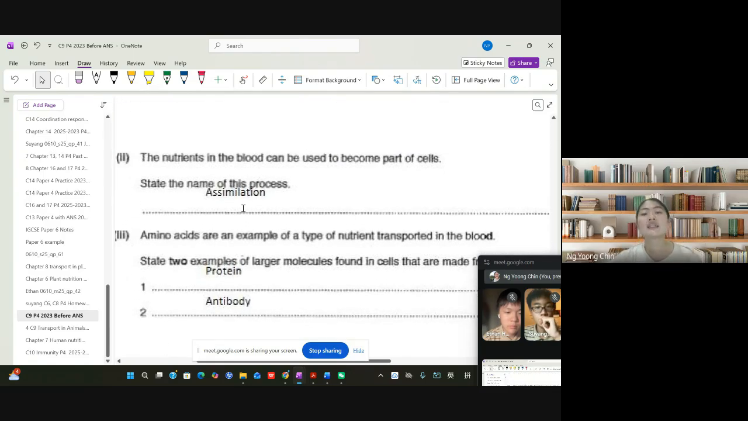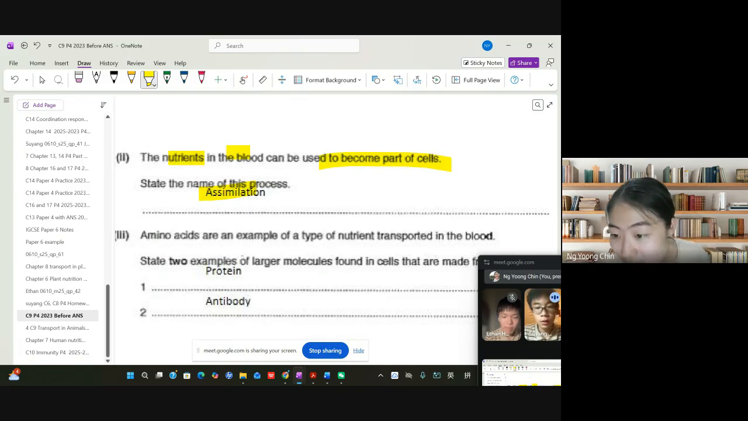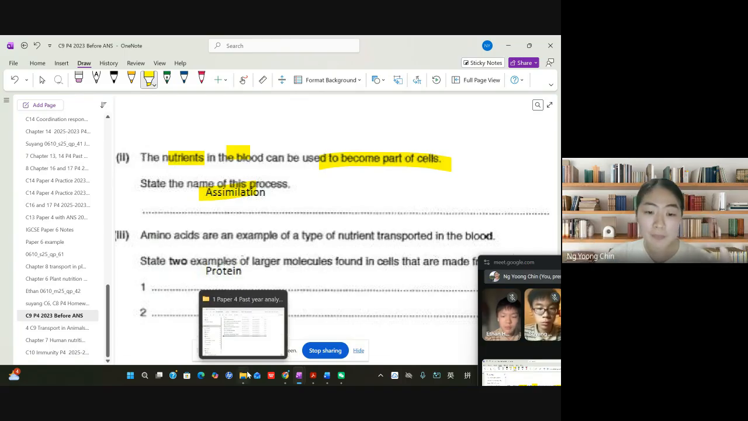And then for this one, I hope you still remember. The nutrients in the blood can now be absorbed, taken up by the cell. When they are taken up by the cell, they become part of the cell. This is assimilation. Now, at that point, which organ will process the assimilation? Remember? Liver, yeah, it's the liver. So just remember, the liver will do the assimilation and deamination.